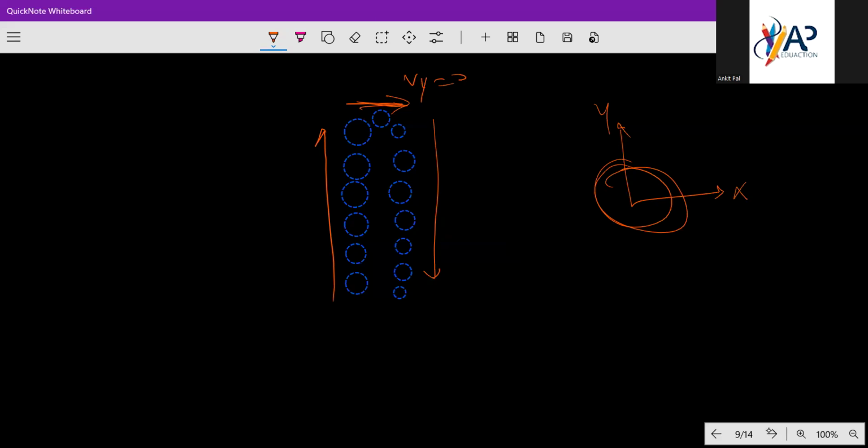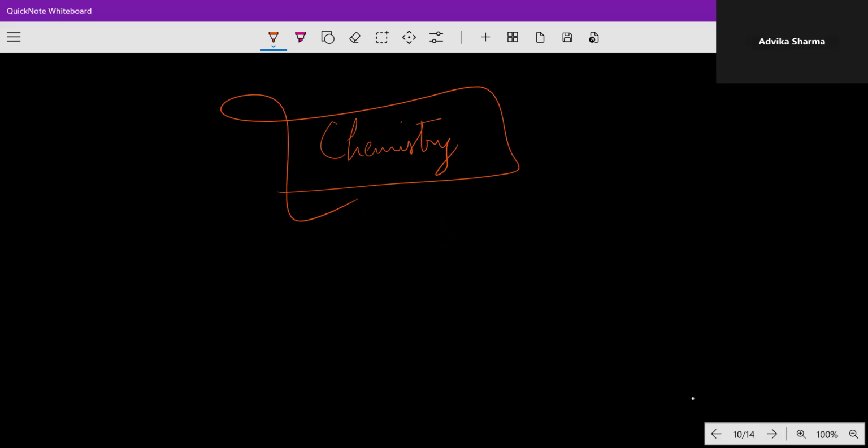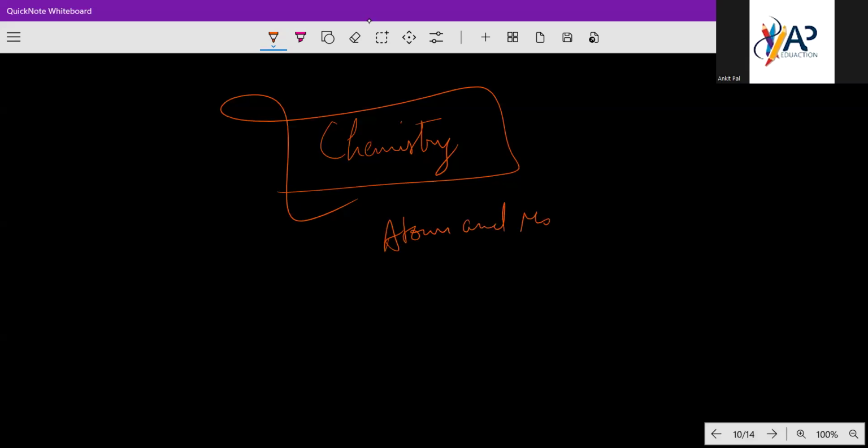From tomorrow onwards, we start chemistry, right? We start atom and molecule. Chemistry is not a part of physics, they are two different things. Atom and molecule and the structure of atom.